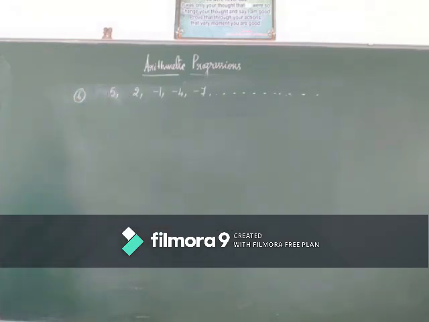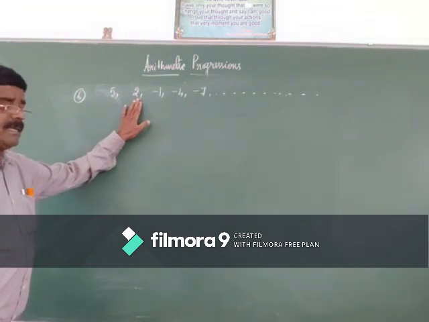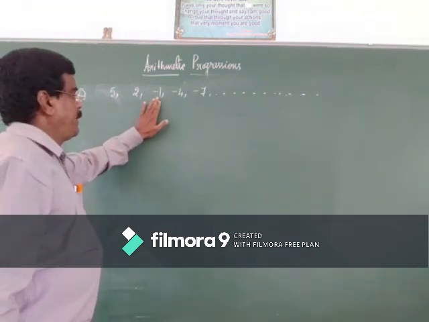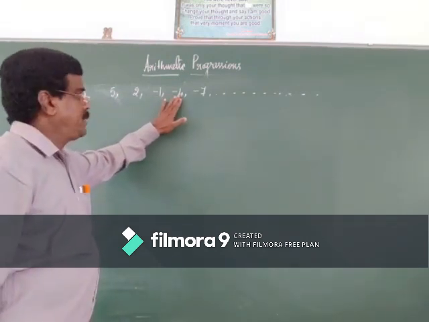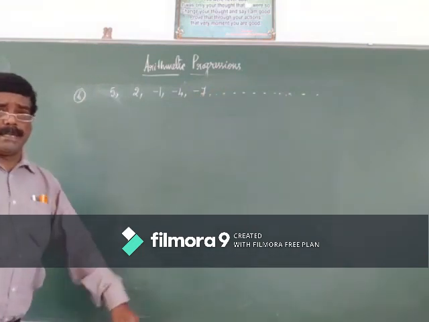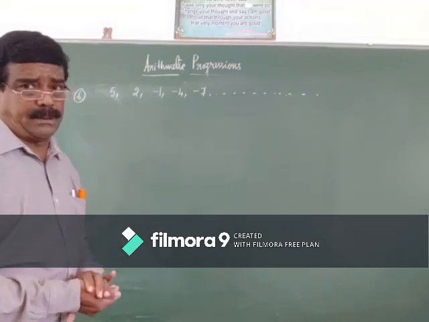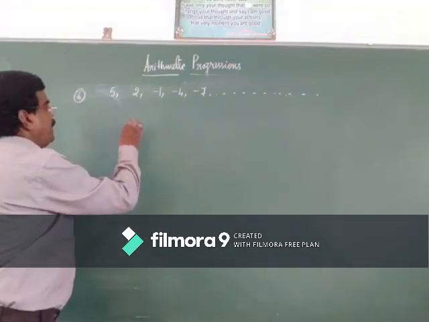Now what will you do here? The first term is 5, the second term is 2, the third term is minus 1, the fourth term is minus 4, the fifth term is minus 7. As long as you want, there is no end. You can go on writing like that. Now let me find a few terms.